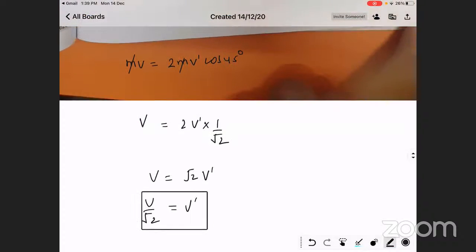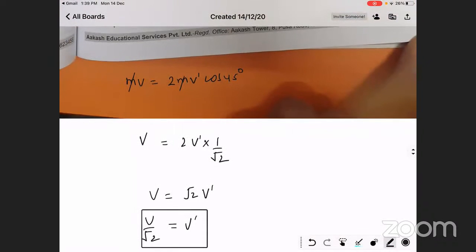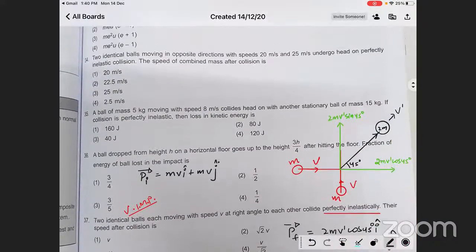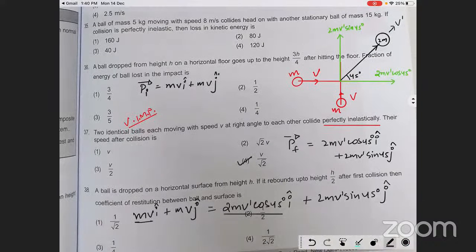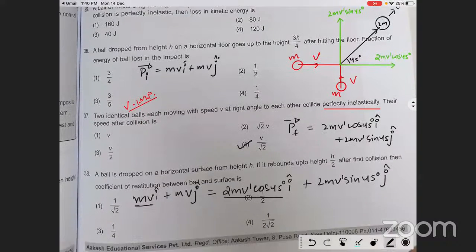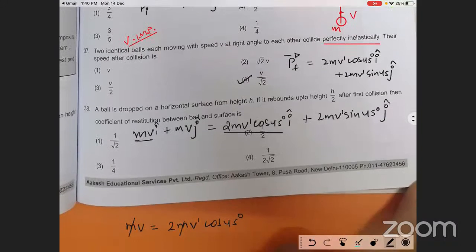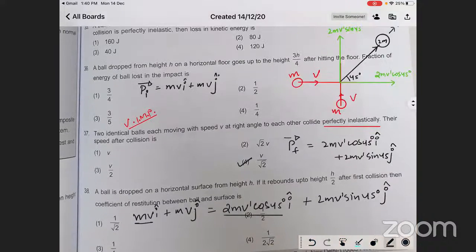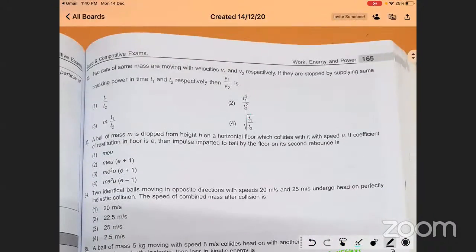Could you understand this? V by root 2. Yes, it is there in the option. Could you understand? Very, very, very important. Now, let's move towards our other questions.